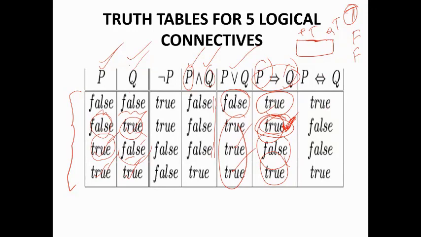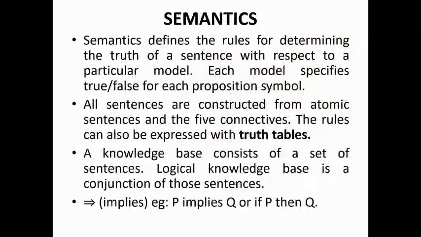Okay, the next thing is P is equivalent to Q. This means we have P false and Q false. So both are false, so they are equivalent, right? That's true. Let's say P is false and Q is true. So false is equivalent to true? No, it's not possible. So it's false. How about the next one? P is true and Q is false. They are not equivalent. True is equal to true, P and Q. Yeah, this is possible, true. So this is the truth table for five logical connectors. So let's move on.